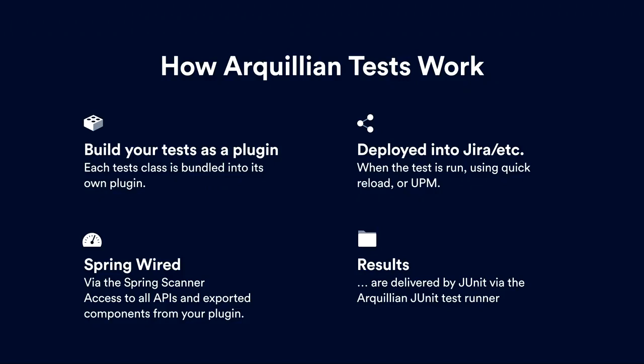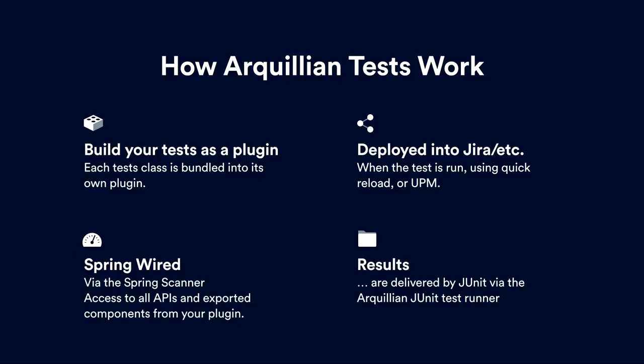It's actually very similar, in fact, to the way the wired test frameworks run. We build the tests into the plugin, and they're deployed into Jira. They're Spring wired with Spring Scanner, and then all the results are delivered back. The tests run within Jira, and the results are delivered back by JUnit. So whatever you normally use for collating your results from tests, they just look like normal JUnit tests from the outside. So this works the same in integration tests as well as from your IDE.